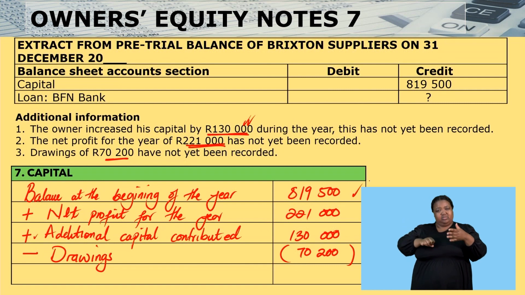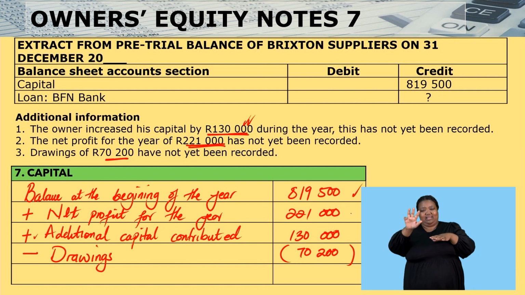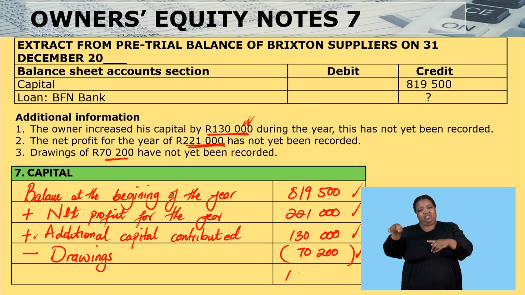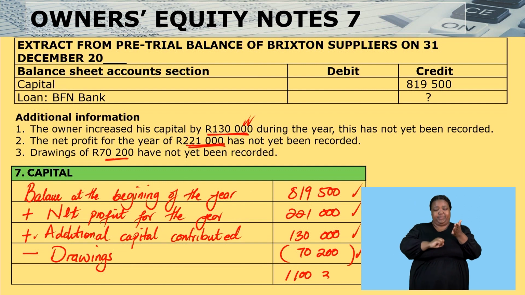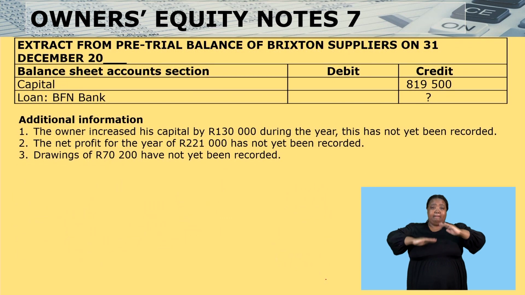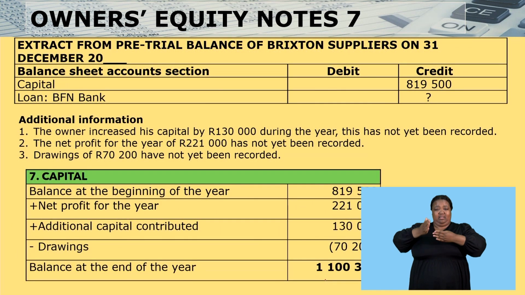Then you're going to say 819,500 plus 221,000 plus 130,000 minus 70,200. Then you end up with 1,100,300. That therefore becomes your balance at the end of the year. Once you have that balance at the end of the year, you will see here is the information properly presented.